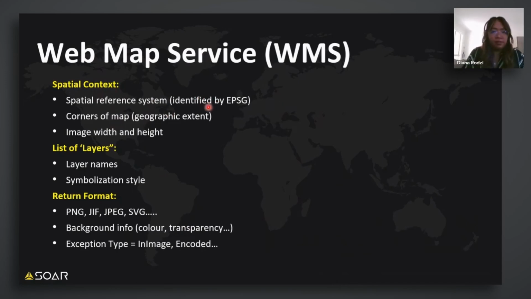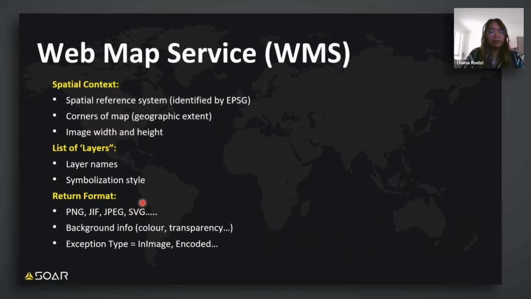This is usually defined by EPSG followed by a certain set of numbers. And it'll always have the extent of the map, so the outer four corners. You'll also have the size of the image in width and height. Then the next portion is a list of layers. If that data set has layers, it will usually list out all the layer names, and also the symbolization style. If a layer is displayed in a specific style, it will be written in that service. And then it will also say the return format.